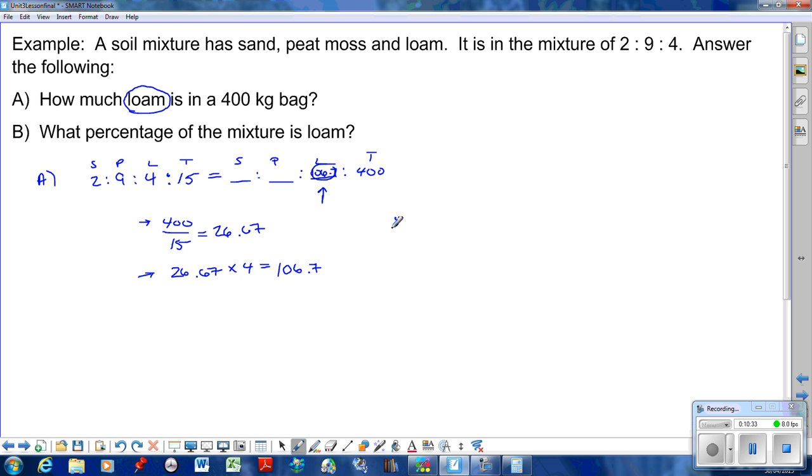So therefore, we need 106.7 kilograms for 400 kilograms, or for a 400 kilogram bag. All right. Now, the question B then is, what percentage of the mixture is loam?